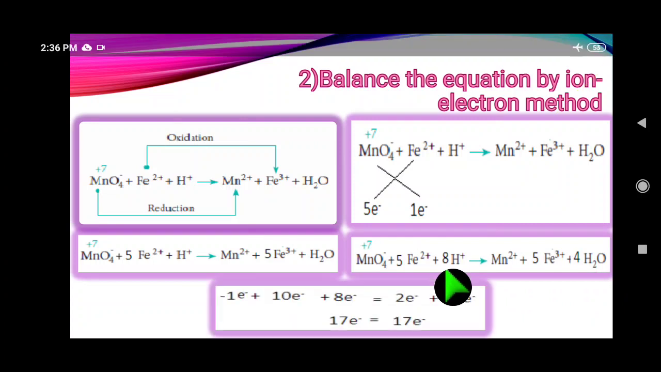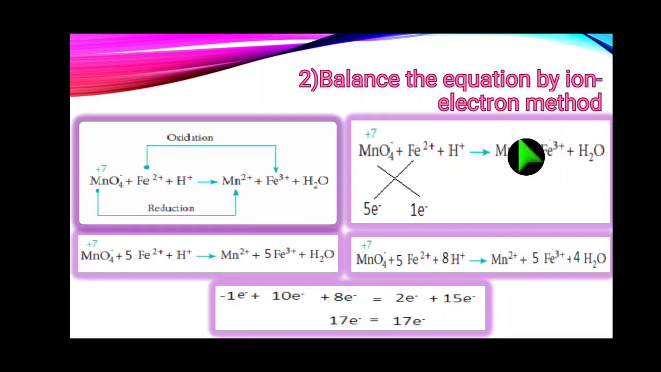Now, the electrons have to be balanced when you use the ion electron method. Here, how many electrons? MnO4 minus, the total charge is minus 1 electron. Then Fe +2, but in front of Fe +2, 5 is there, so 5 into 2, 10 electrons. And hydrogen +1, in front of hydrogen +1, 8 is there, so 8 into +1, 8 electrons. Then manganese, 2 electrons. Then iron, 5 into 3, 15 electrons. So left side total 17 electrons, right side total 17 electrons. So elements as well as electrons, both are balanced. This method is known as the ion electron method.